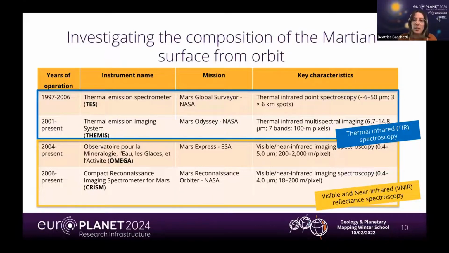So OMEGA and CRISM study the light diffused by the Martian surface in the wavelength range from about 0.4 microns to 5 microns, while the thermal infrared spectrometers investigate the wavelengths starting from 6 microns and going onwards.